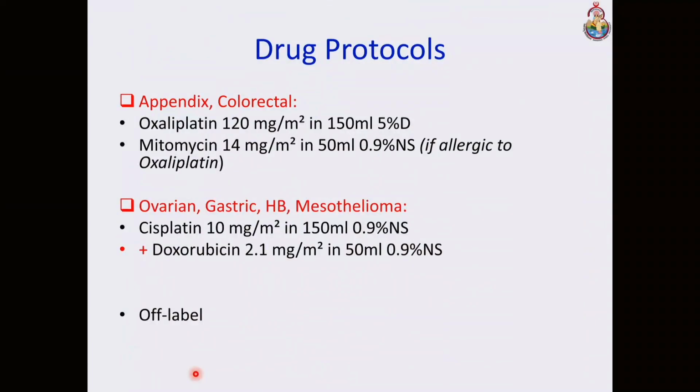So what are the drug protocols that we use in appendix and colorectal? It's mainly oxaliplatin and mitomycin. If the patient is allergic to oxaliplatin, I'm not sure if mitomycin is available in India. Dr. Neha will tell us. As far as ovarian, gastric, hepatobiliary and mesothelioma, it's a double drug, which is cisplatin and doxorubicin.